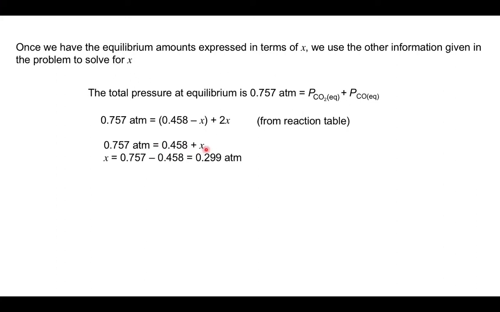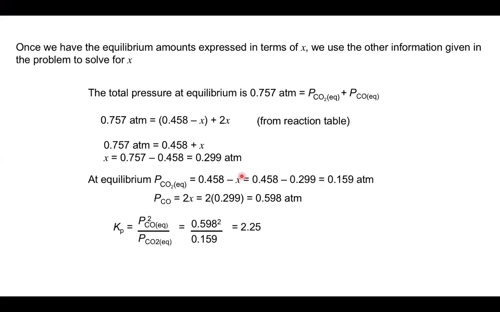So we then fill this in. So we have minus X plus 2X. So we end up with this. So we rearrange where X is equal to 0.757 minus 0.458, which is equal to 0.299 atmospheres for X. So then at equilibrium, the partial pressure of CO2 is going to be equal to 0.458 minus X. X is this value. Fill that in, we get 0.159 atmospheres. Now the partial pressure of carbon monoxide is equal to 2X, so it's going to be 2 times 0.299, which is equal to 0.598 atmospheres.